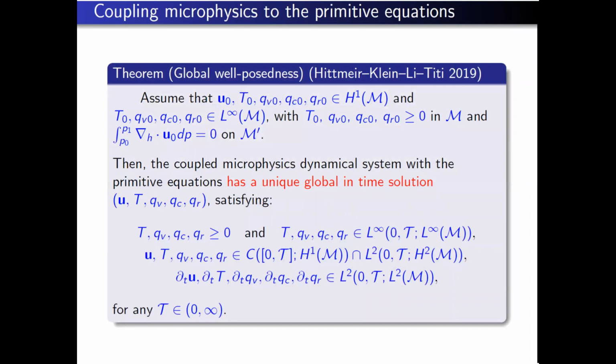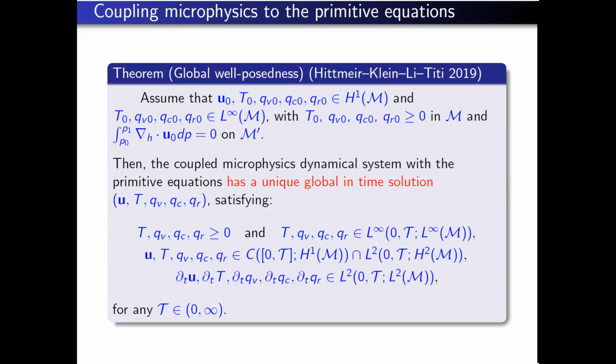So when we talk about coupling the microphysics to the primitive equation, given the initial data in these spaces, and the temperature and the moisture in these spaces, and they are all non-negative because these are concentrations, then one can show that you have global existence and uniqueness in time of the coupled microphysics and primitive equation. Now the velocity is not given, it satisfies the primitive equations, as I said.